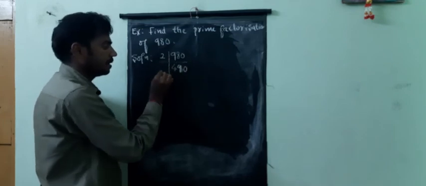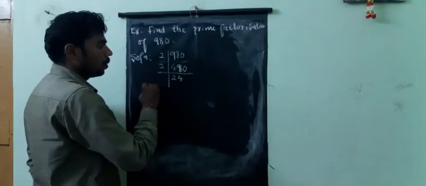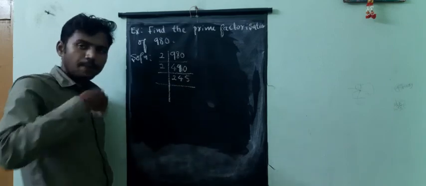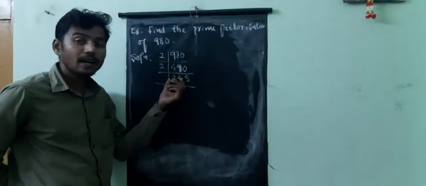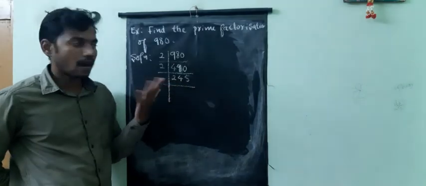So 0 as it is. Next. Again it is ending with 0. I can proceed with 2. 2 2s are 4. 2 4s are 8. 9 minus 8 is 1. Then it will become 10. 2 5s are 10. Next. See, the next prime number is 3. 2 plus 4 is 6, 6 plus 5 is 11. So I can't go ahead with 3. 9 plus 2 is 11. I can't go ahead with it.